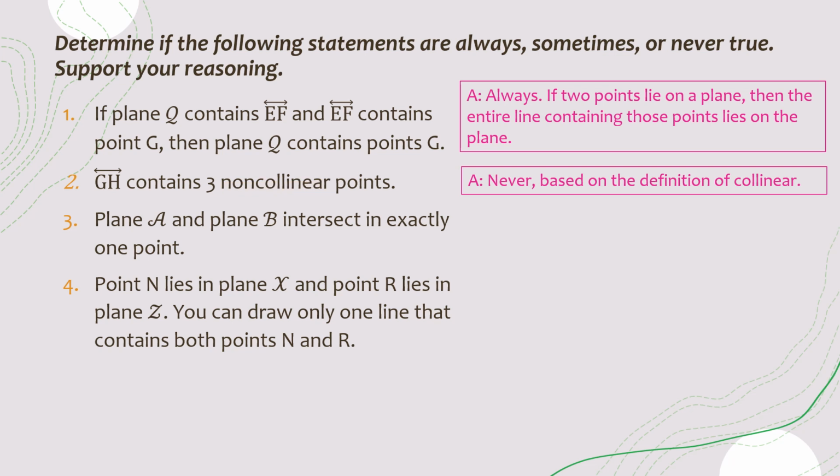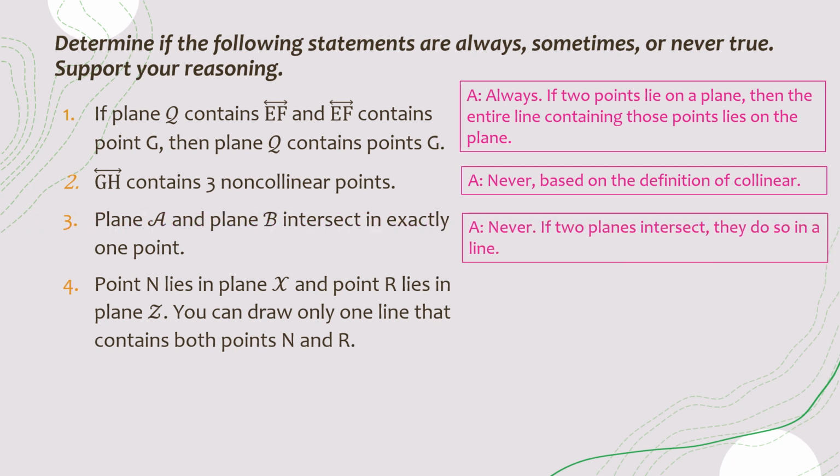Okay, next, let's say plane A and plane B intersect in exactly 1 point. No, they cannot. Planes intersect in a line or they just don't intersect at all. Planes intersect in a line. Okay, point N lies in plane X and point R lies in plane Z.